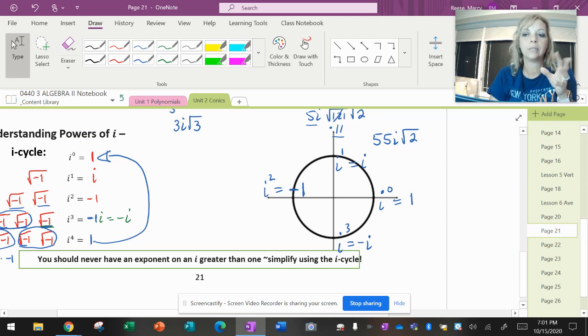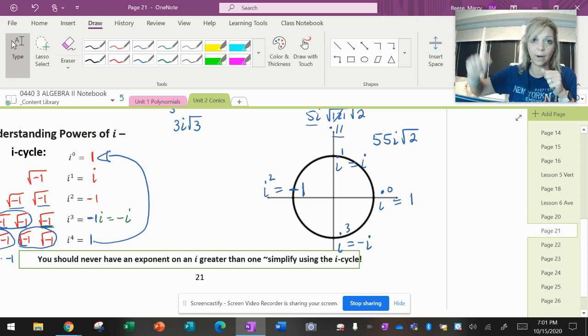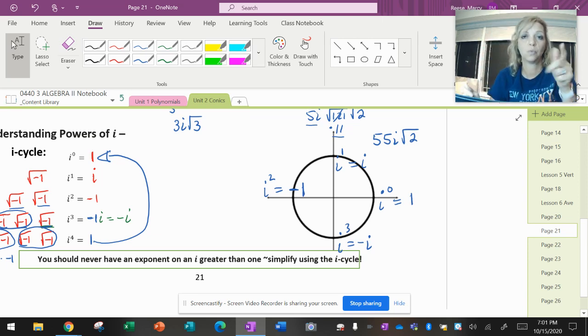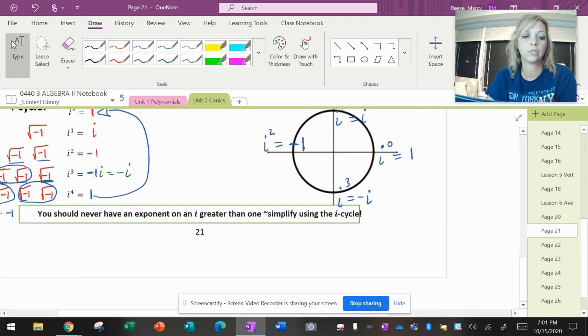So what happens is if I said to you, I wanted i to the 20th, you literally just keep going around the circle, okay? I'm going to do it on the next page. So you should never have an exponent on an i greater than 1. So you always have to simplify using this i cycle.